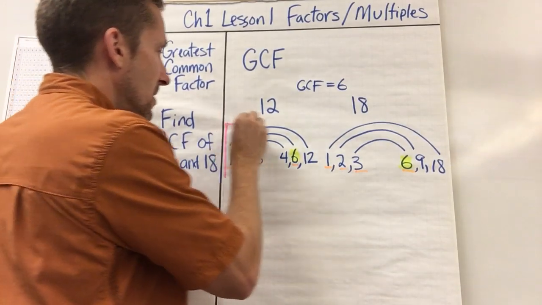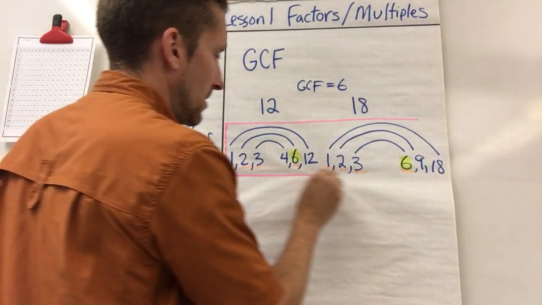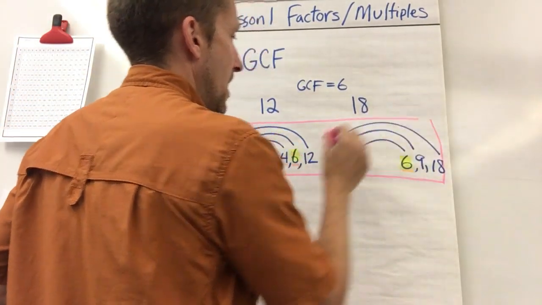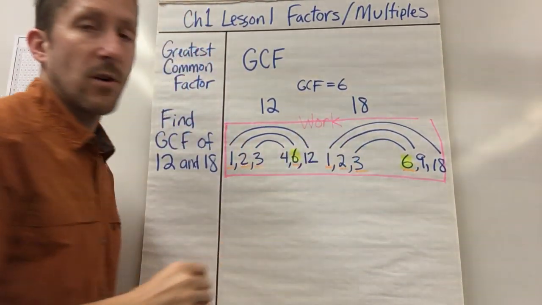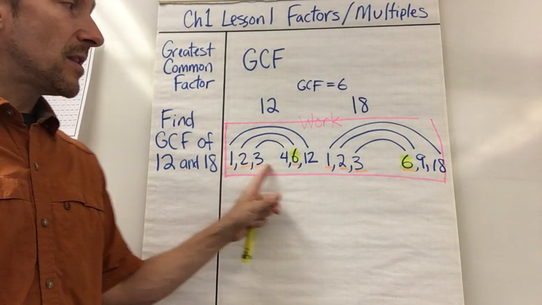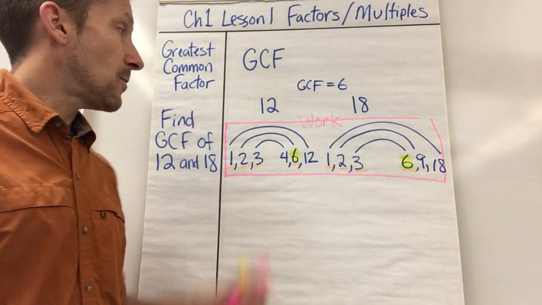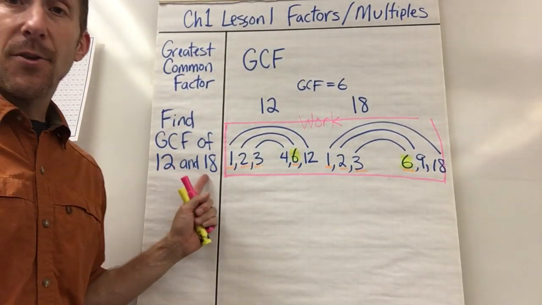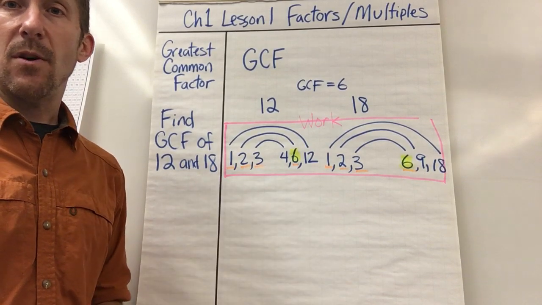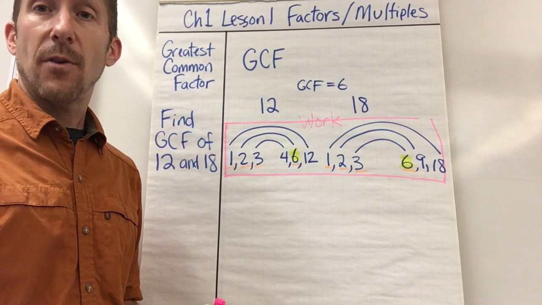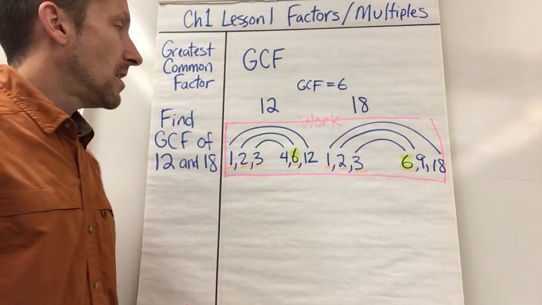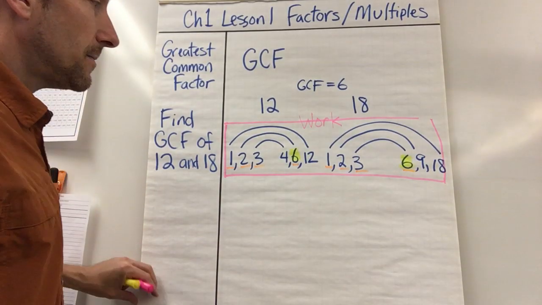So in your assignment, I want to see this. This is what your work should look like. Coming up with a list of factors for both numbers. If I had a third number, I would have a third rainbow, and I would look for the greatest common factor that's in all 3 rainbows. Okay, next.